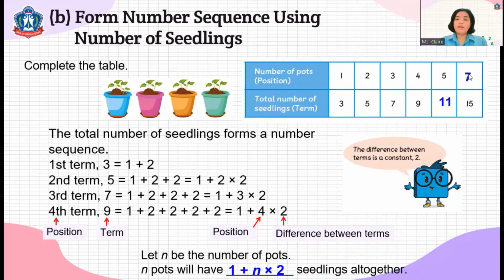Since we are looking for the fifth one, so 5 times 2 plus 1, that is 11. Okay, so that's how to find that position to term rule.